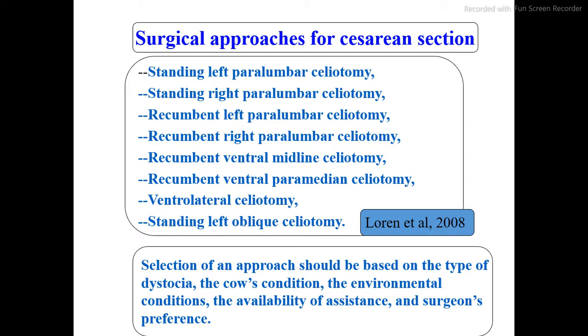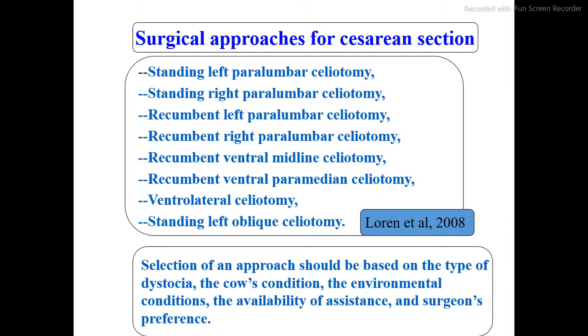Campbell and Fubini, 1990. Surgical approaches for cesarean section. Standing left paralumbar celiotomy, standing right paralumbar celiotomy, recumbent left paralumbar celiotomy, recumbent right paralumbar celiotomy, recumbent ventral midline celiotomy, recumbent ventral paramedian celiotomy, ventrolateral celiotomy, standing left oblique celiotomy. Selection of an approach should be based on the type of dystocia, the cow's condition, the environmental conditions, the availability of assistance, and surgeon's preference.